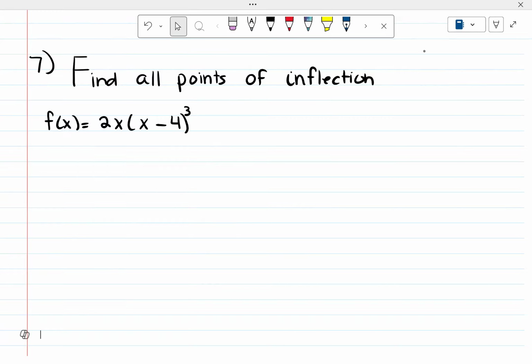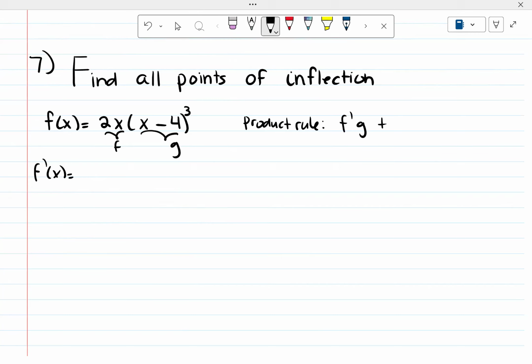So let's first do this. How do I first find f prime? What rule? Yeah, it looks like the product rule. This is your f, this is your g. If you recall, when you have two things that are multiplying, you're going to use the product rule. It's going to be f prime times g plus g prime times f.